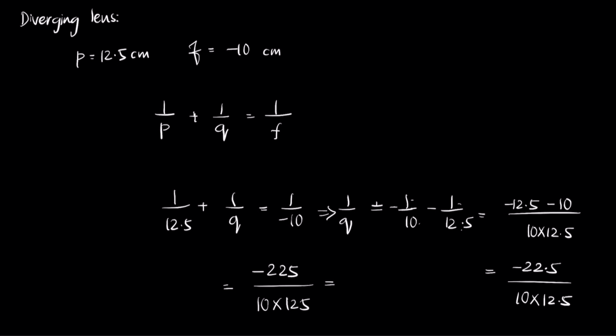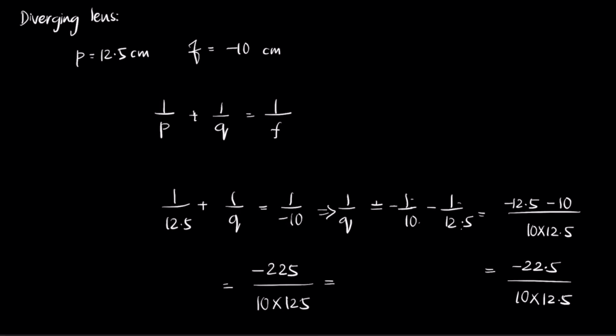So calculate the value. If you use a calculator, you have 22.5 divided by 125. So that value is negative 0.18. Remember that this value is still 1 by q, negative 0.18. So we want q. So q becomes 1 by negative 0.18.